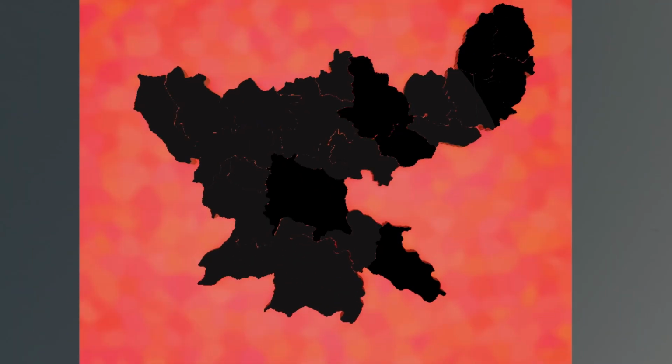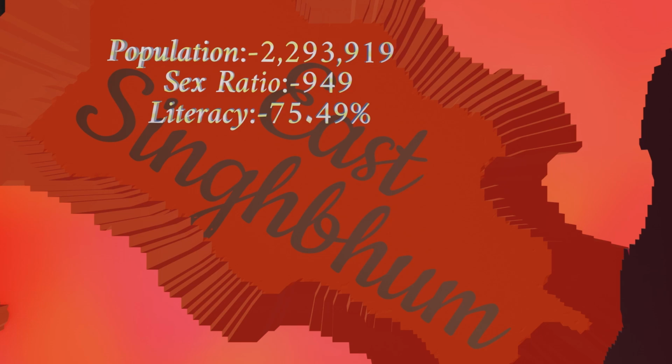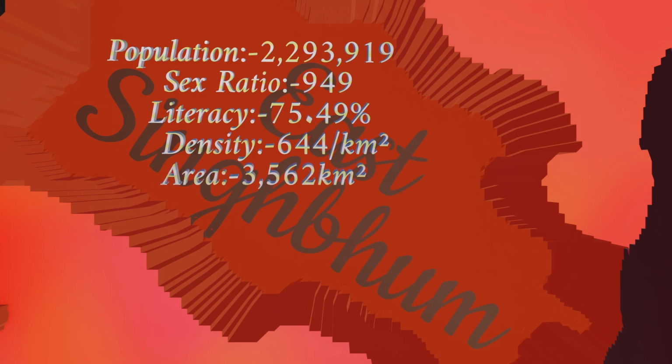Now let us move to East Singhbhum. Population of East Singhbhum is 2,293,919. Sex ratio is 949. Literacy rate is 75.49%. Density is 644 per kilometer square. Area is 3,562 kilometer square. Constituencies are 6.